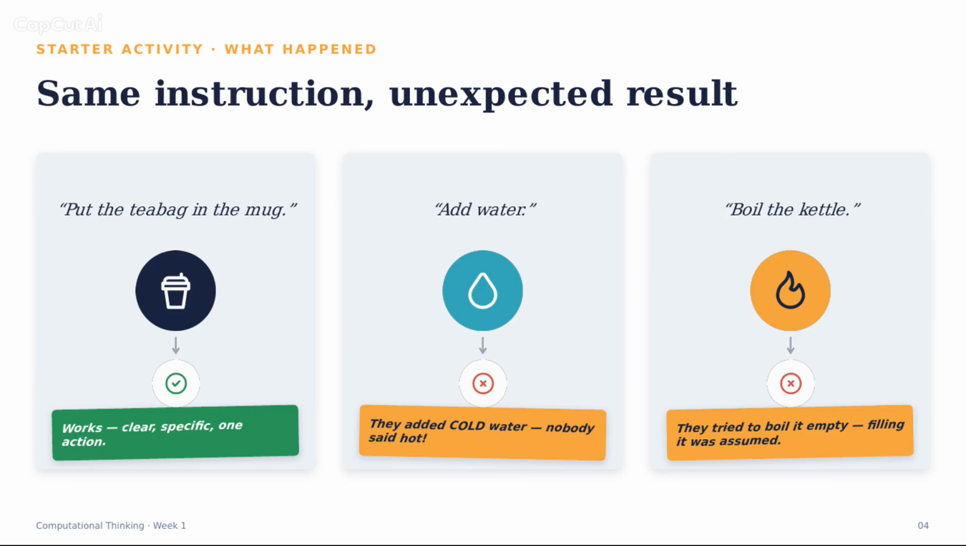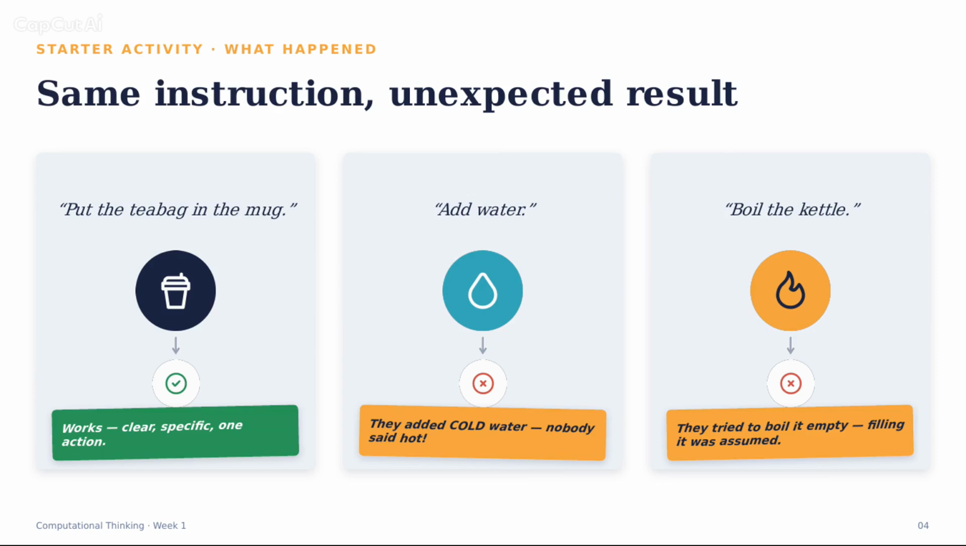Someone says, "Put the tea bag in the mug." Simple, specific. That one works fine. Then, "Add water." The computer adds water straight from the cold tap. Nobody said hot water. Then, "Boil the kettle." The computer tries to switch it on. Completely empty because nobody said to fill it first. Every single failure here isn't the computer being difficult, it's the instructions being incomplete, and that's exactly the lesson.